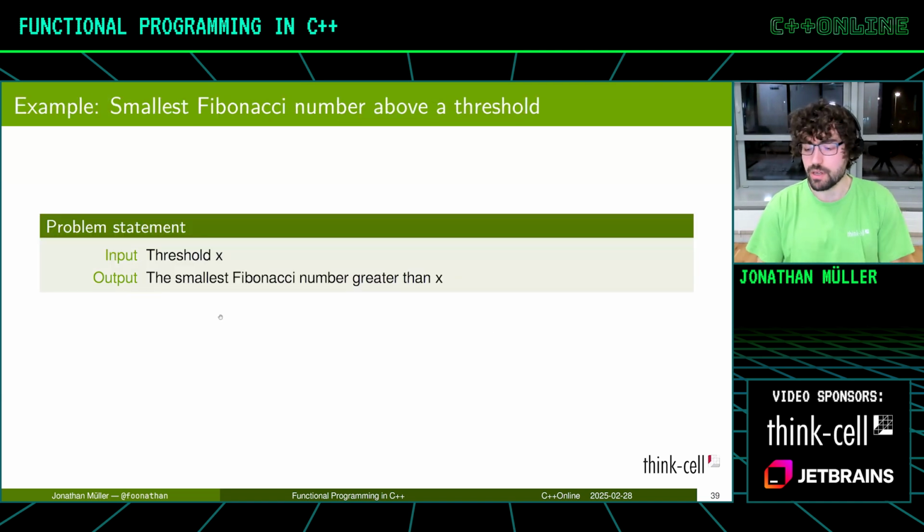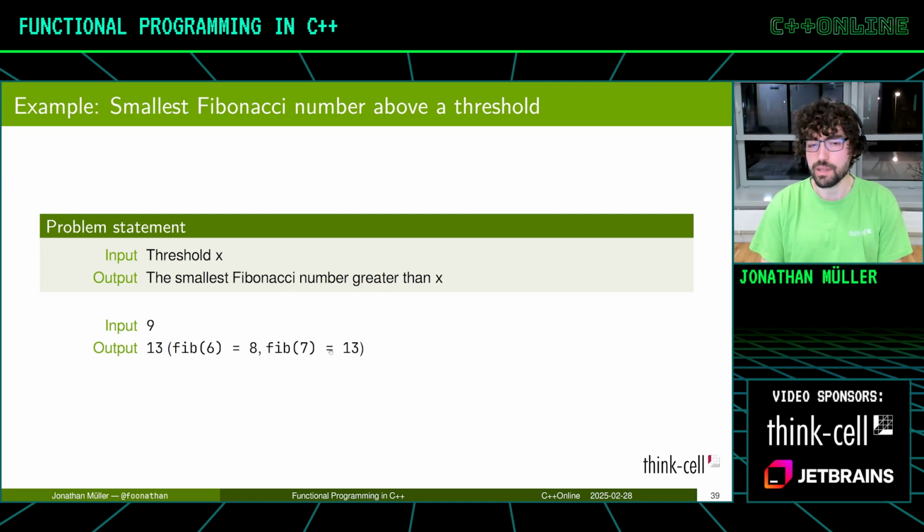Now, all of those problems were sort of nicely suited towards range algorithms because they were talking about ranges. They were talking about lists of numbers and things. So obviously, range algorithms make sense. So this is an example where we don't have a range. Instead, our input is just a number. And what we want is the smallest Fibonacci number that is greater than that. So for example, if the input is 9, then the output would be 13. Because the 6th Fibonacci number is 8 and the 7th Fibonacci number is 13. So 13 is the smallest Fibonacci number greater than 9.